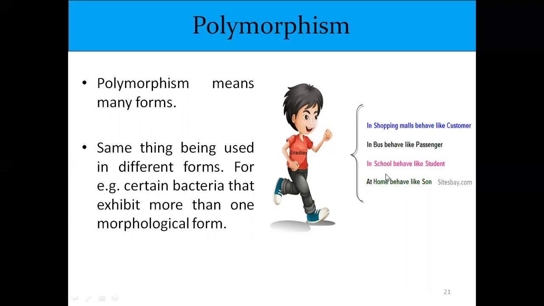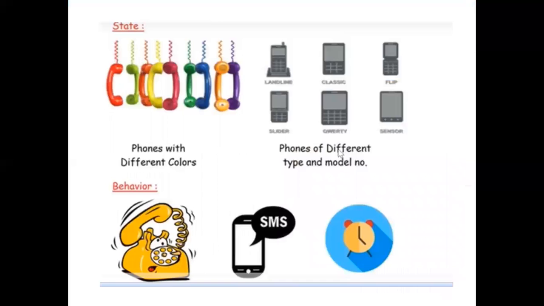So let us move with an example here. Based on the situation or different factors, the same thing exhibits multiple behaviors. This is generally called polymorphism. For example, certain bacteria exhibit more than one morphological form. A bacterium, depending upon the situation, will exhibit different types of formats. So we can see one more example here.